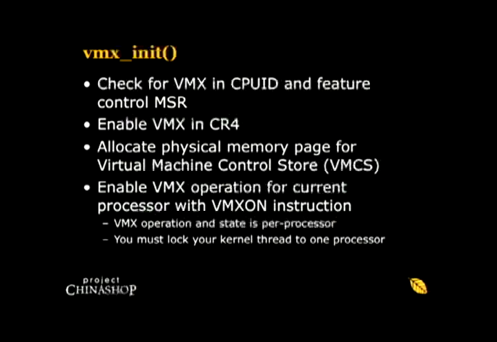But so when I'm going through this, initializing it, I have to enable it, allocate some physical memory for the VMCS page, enable VMX operation for the current processor, and that actually brings up a good point that VMX operation and state is per processor. And there was kind of a fun thing of development: I'm on a Core Duo, and my kernel thread kept migrating between processors in the middle, and that was awesome.